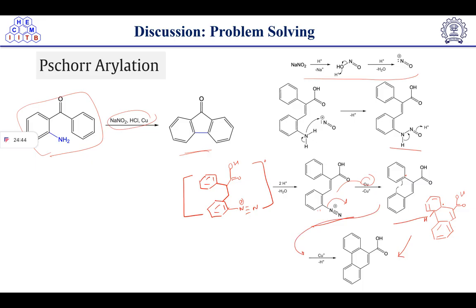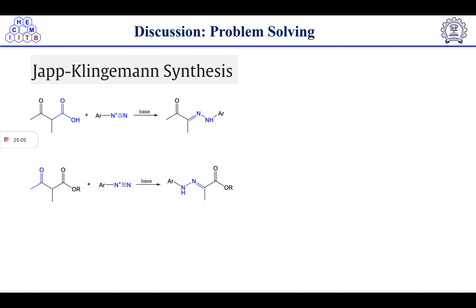So you can see in this case copper is plus, again it's donating one electron. So after getting this one electron donated by copper, it will become negative charge. The negative charge will push electron here and deprotonation will take place, which means minus H plus will give the aromatic ring. Okay. Now next one is Japp-Klingemann synthesis.